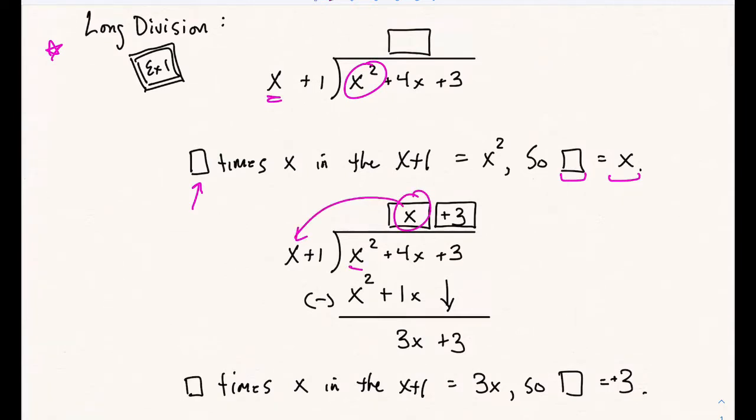x times x is x squared, just underlined the wrong thing, and x times 1 is 1x. And then I subtract, I bring my value down, the plus 3, and then I do it again.